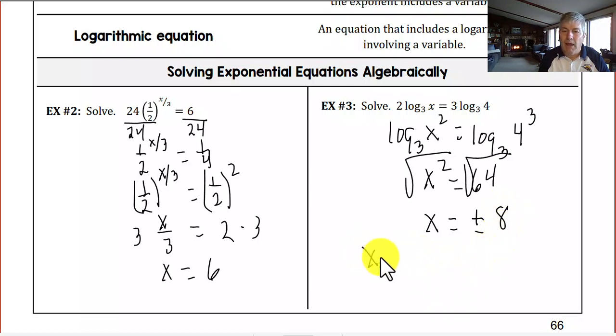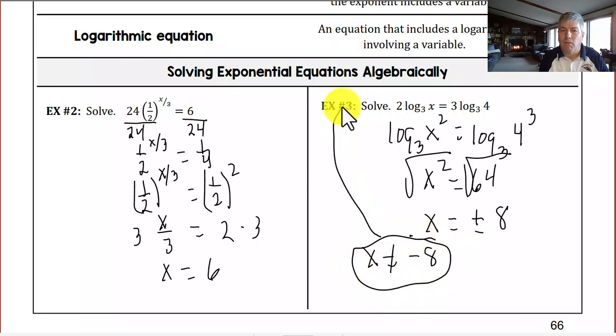However, x can't equal negative 8. We can't have a negative answer in our original equation here. So we're just going to say x equals 8. That's our positive answer.